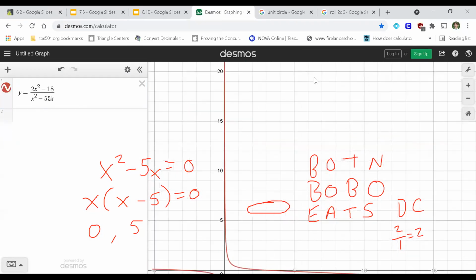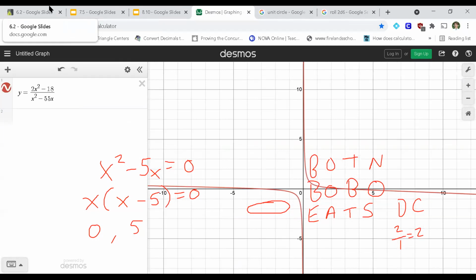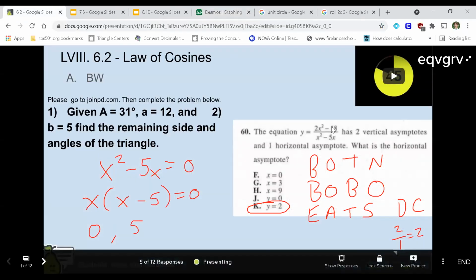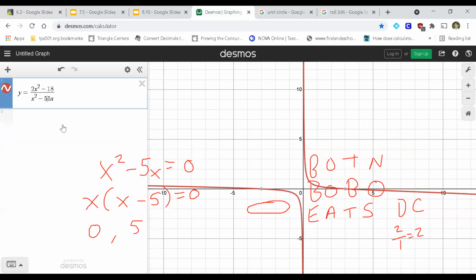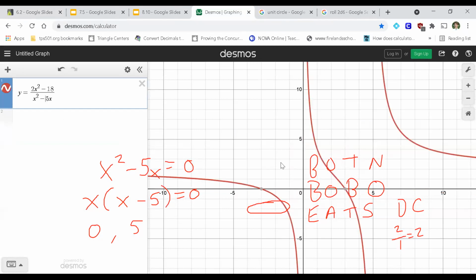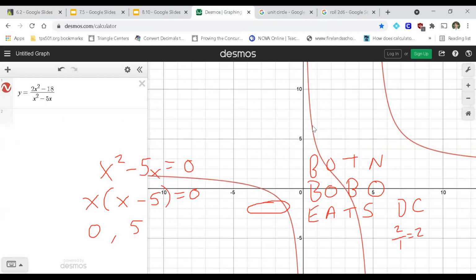Right, you graph that and you look at this. Nope, did I goof? Did I goof? Is it possible? Not 55x.